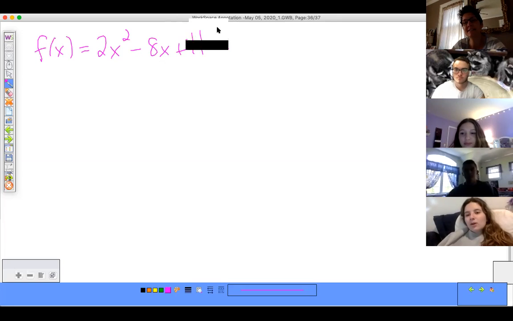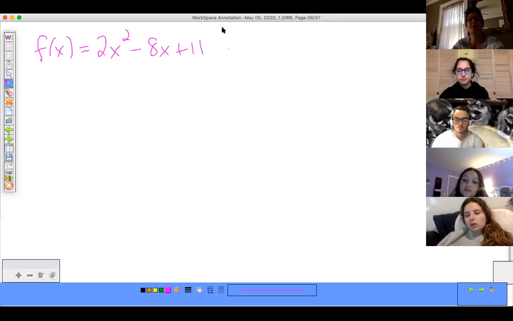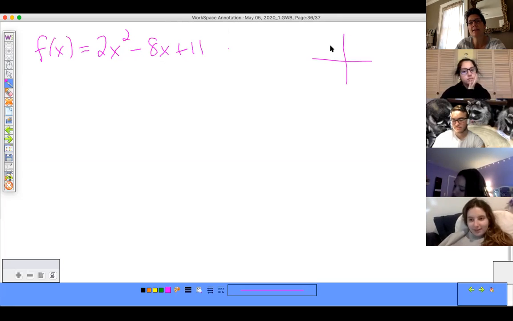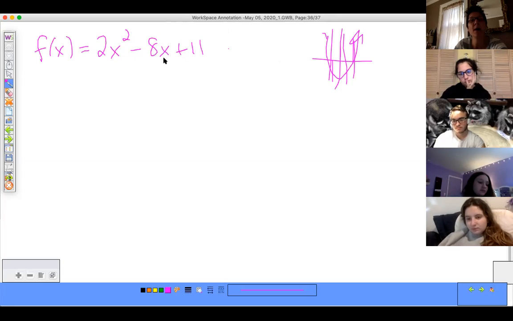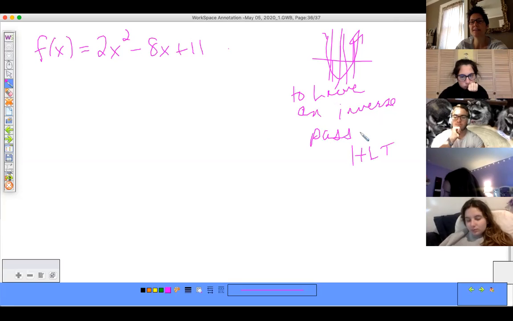Your vertical line test is a test for determining if something is a function. Very good. This is definitely a function, because any kind of parabola is always going to pass the vertical line test. It's going to hit once. But in order to have an inverse, it has to pass the horizontal line test, right? So to have an inverse, you have to pass the HLT. Can I put HLT there for horizontal line test, friends?